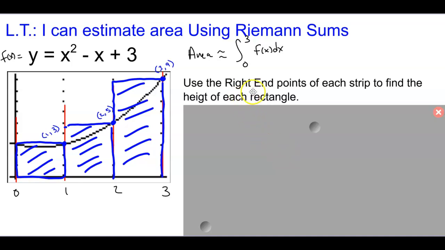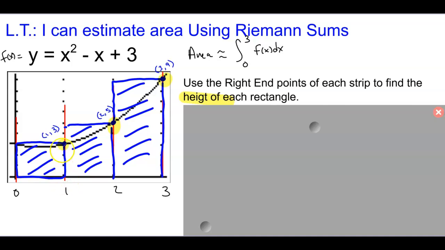So our job is to use the right endpoints of each strip to find the height of each rectangle. And that's what we're going to do here. You'll notice I did some work already. If I want to find the height of each rectangle, that's based off of the right endpoint of each rectangle. So see here I have the right endpoint for each rectangle. What I need to do is figure out the output.